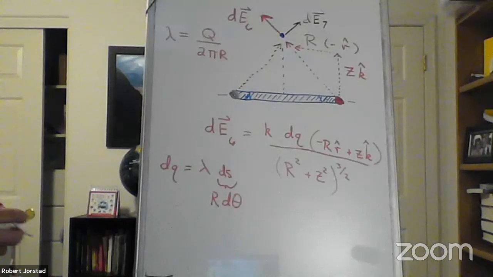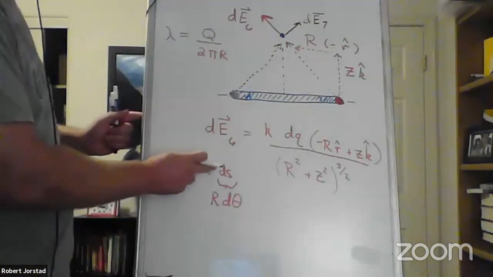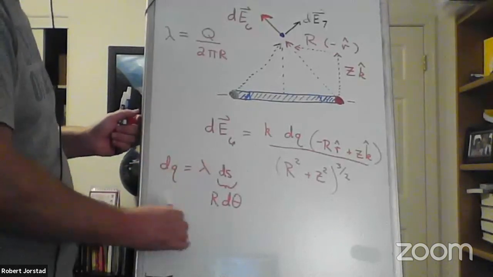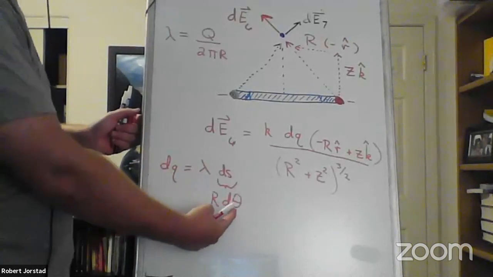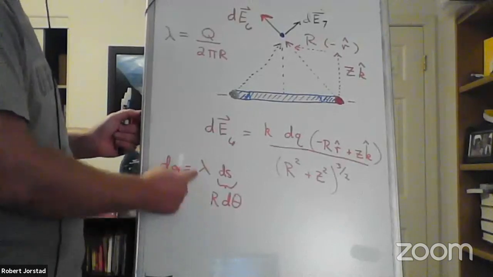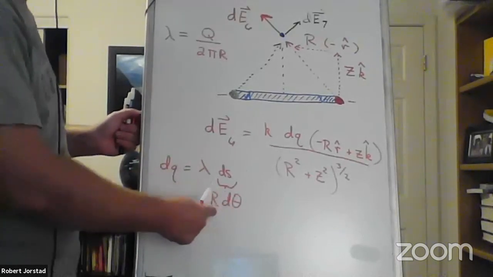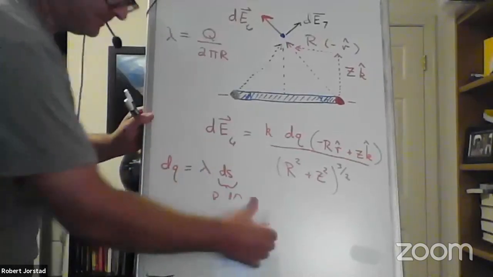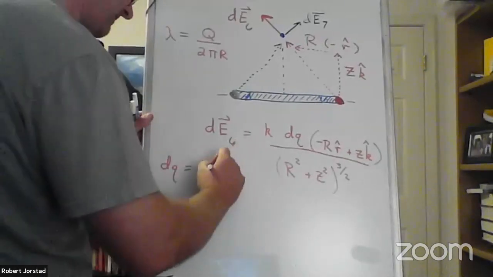There's just, I need room, so I've got to erase this ds. But again, lambda is the coulombs per meter. ds is the arc length. Remember that theta has units of radians, R has units of meters. So I have coulombs per meter times a meter times radians, which is nothing. So I get coulombs back. So I'm going to write that.